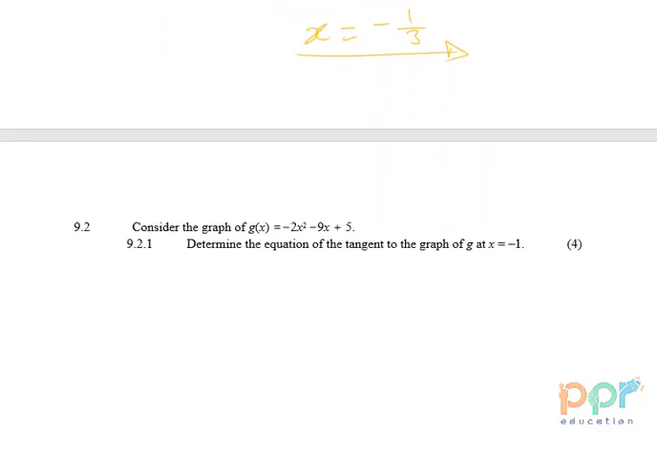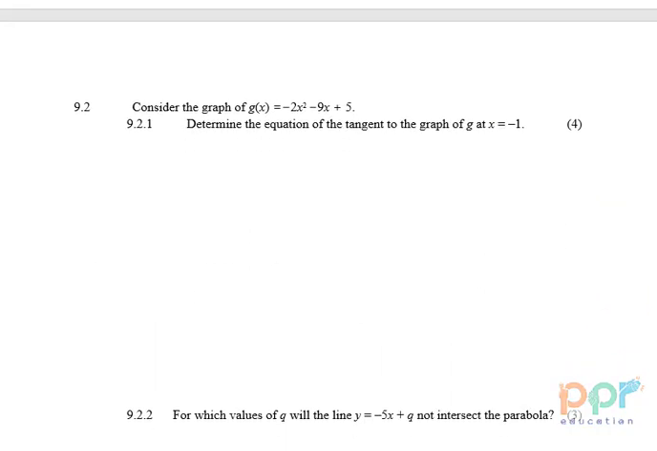Question 9.2: consider the graph of g with respect to x equals minus 2x squared minus 9x plus 5. Determine the equation of the tangent to the graph of g at x equals negative 1. So we must substitute into g as it is. Having substituted into g, you need to find your y value. So let's find the y value.